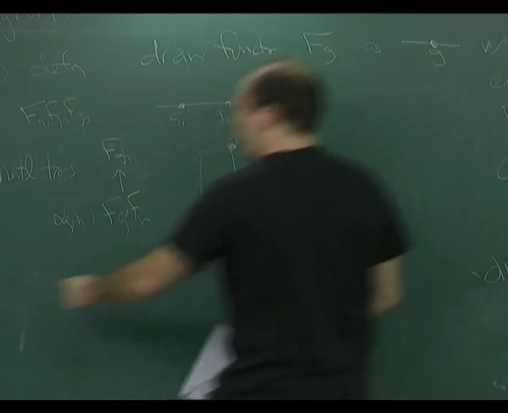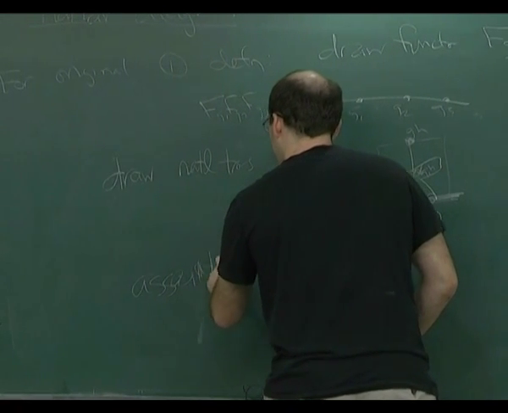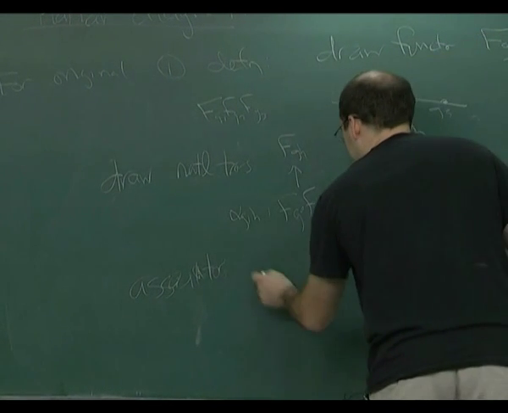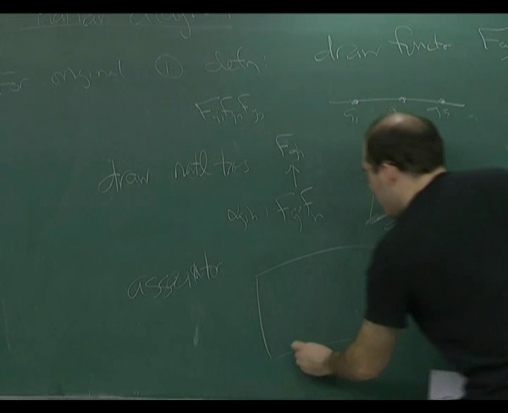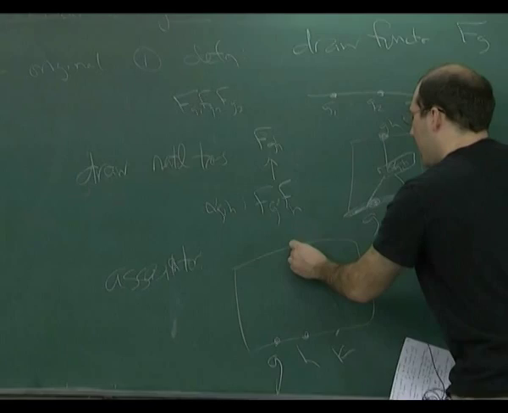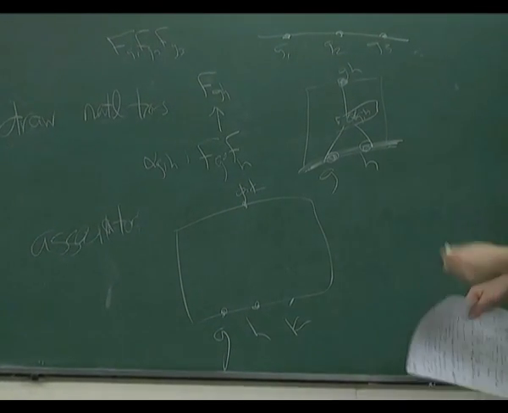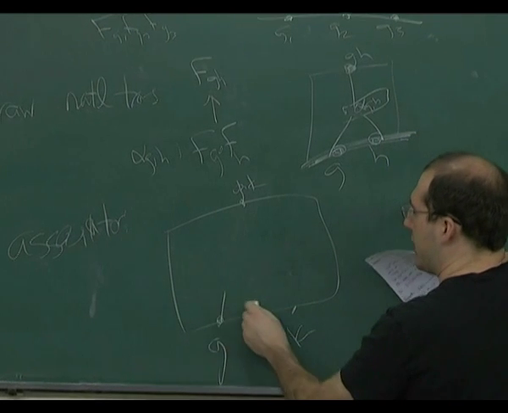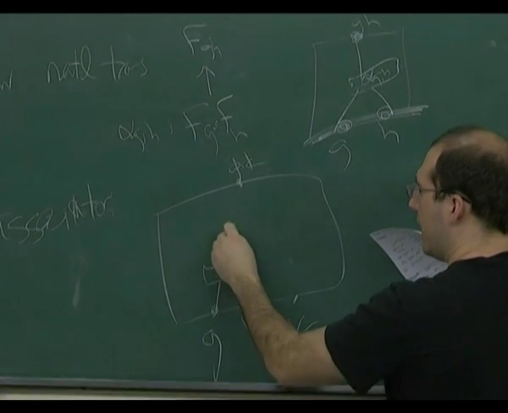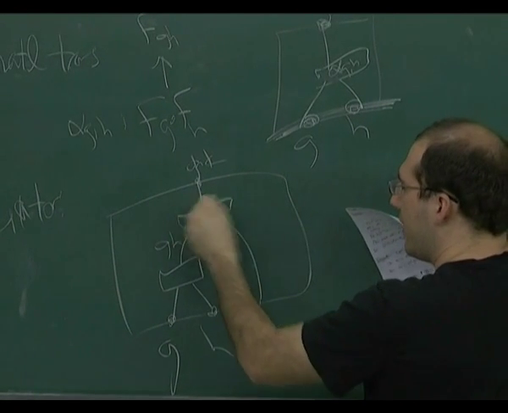So what does associativity look like? The associator relation, in this language, is exactly as follows. We're comparing two maps from GHK to the product GHK. And in one of these maps, first we're combining G and H into GH, and then combining that with K.